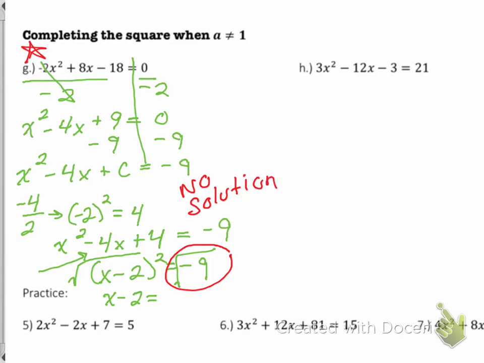So then looking at the next example, I'm going to change my color. Let me make a little border here. So again, I need to get rid of the a value. All I have to do is divide everything by 3. That gets rid of the a value, and so I get x squared minus 4x minus 1 is equal to 7.